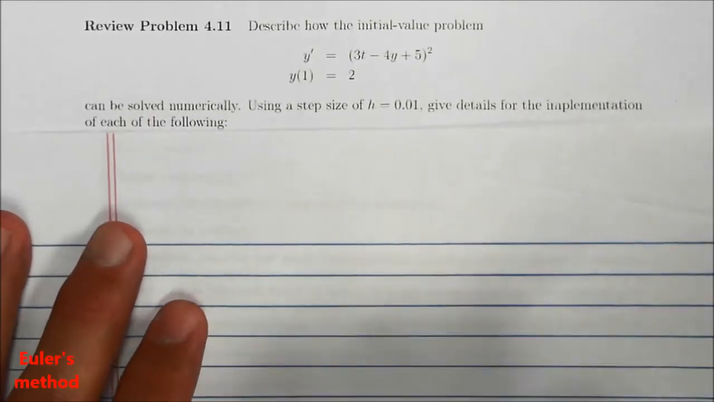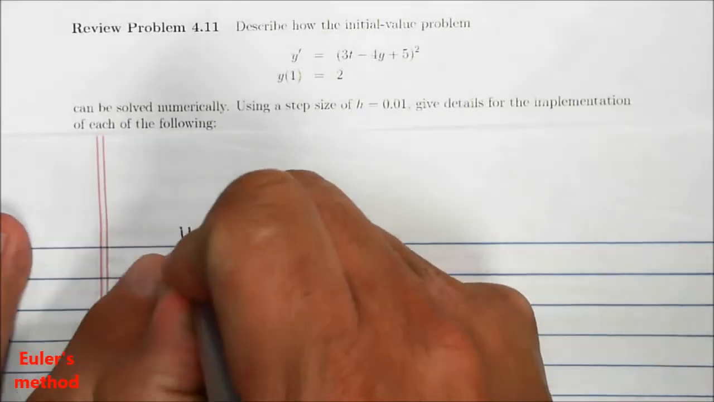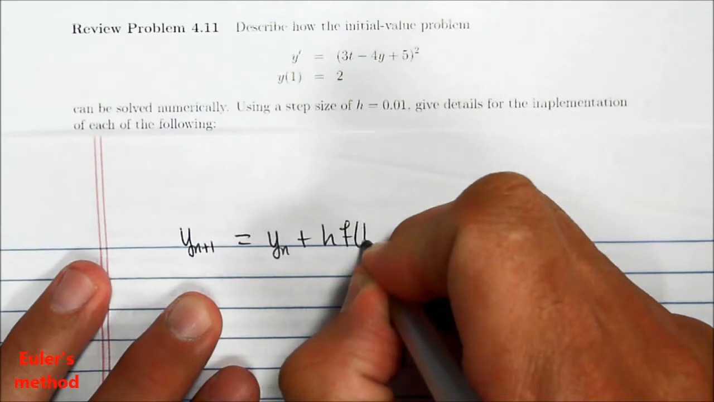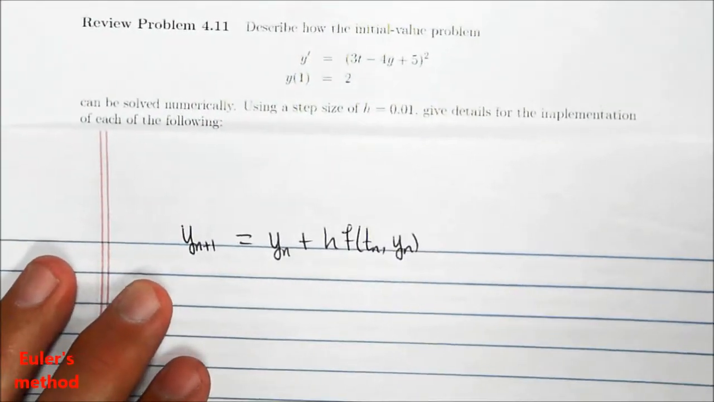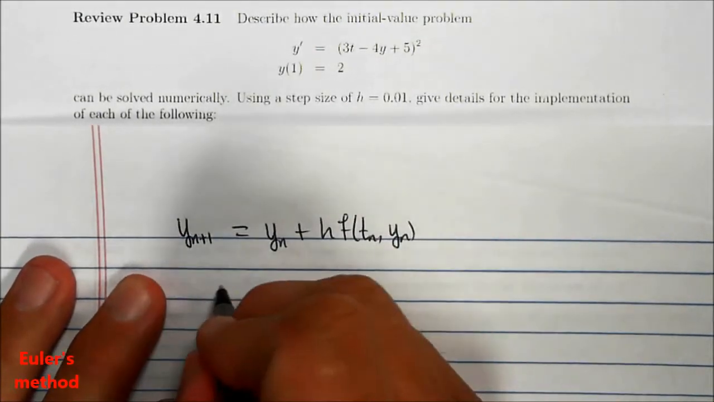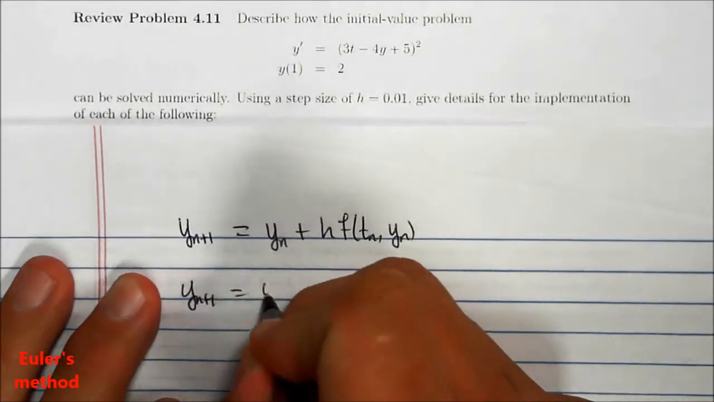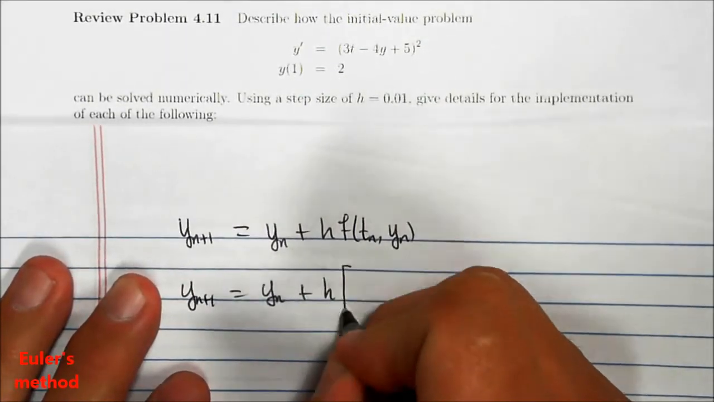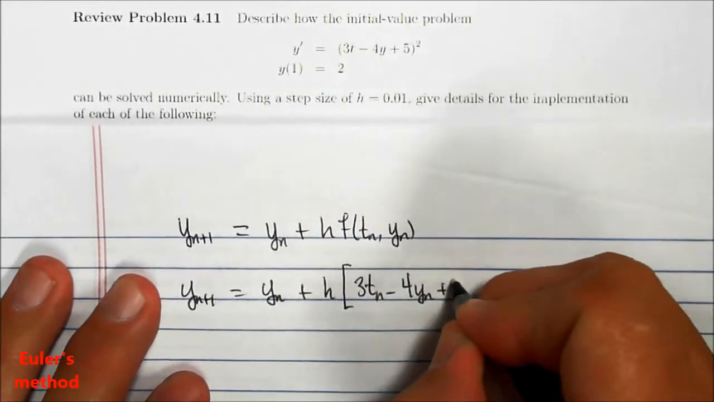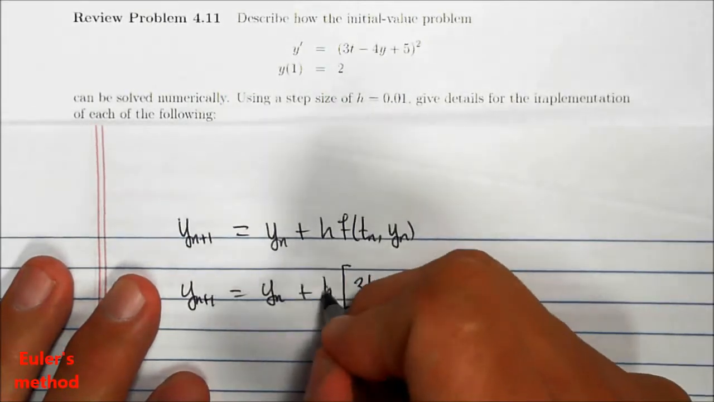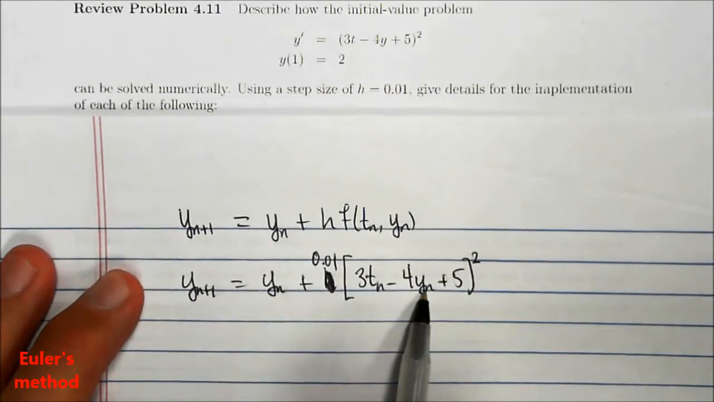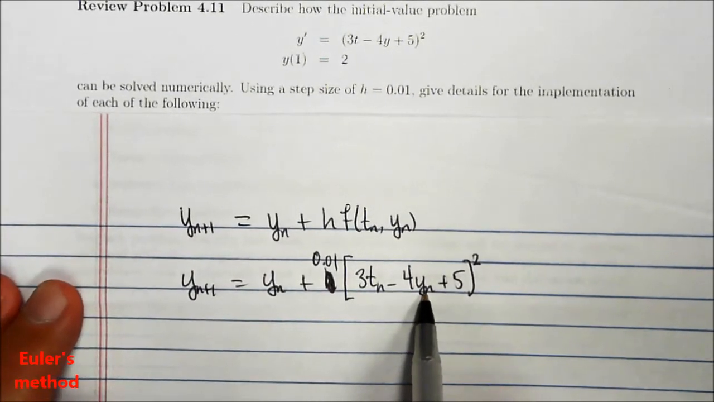For Euler's method, the governing equation is y sub n plus 1 is equal to y sub n plus h times f of t sub n, y sub n, where the f function is the thing on the right-hand side. So in our case, y sub n plus 1 is equal to y sub n plus h times the quantity 3t sub n minus 4y sub n plus 5, squared. And the h that we've chosen is 0.01. So this is the recursion that has to be implemented.